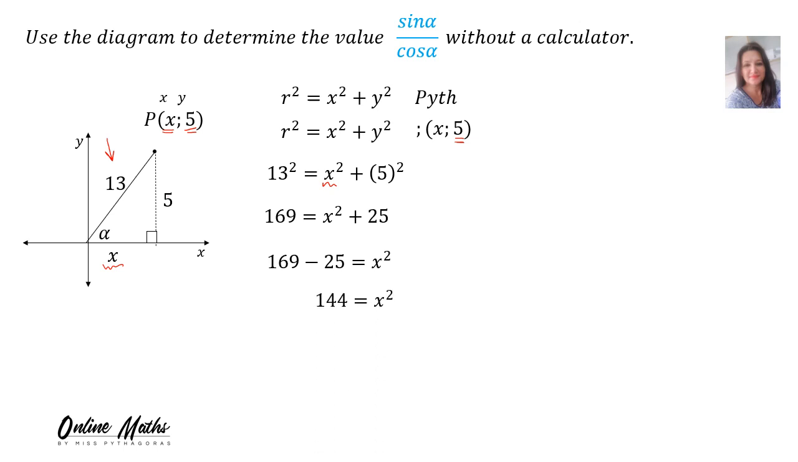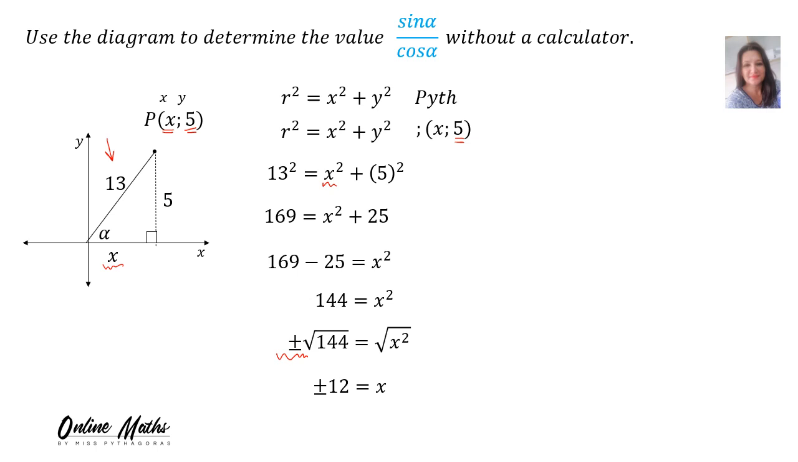169 minus 25 is 144, which is equal to x squared. But I don't want x squared, I want x. Therefore, I will take the square root of both sides. Remember, when you take the square root of a number, you have to add plus or minus. In that case, plus or minus 12 is equal to x.